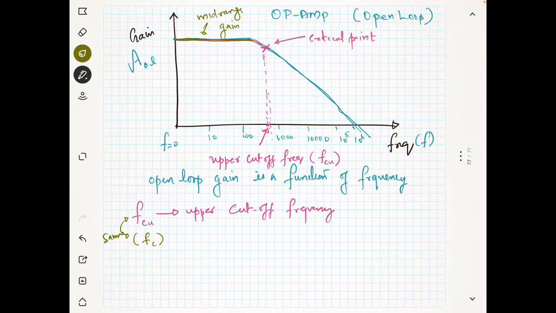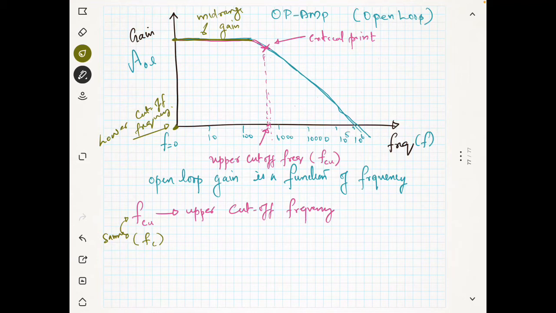And this is the lower part, since you are starting the frequency from 0 here. This we will call the lower cutoff frequency, but in this case it is 0. If you are designing a filter, then it will be different. If you are designing a band pass filter, then the lower cutoff frequency will not be 0.